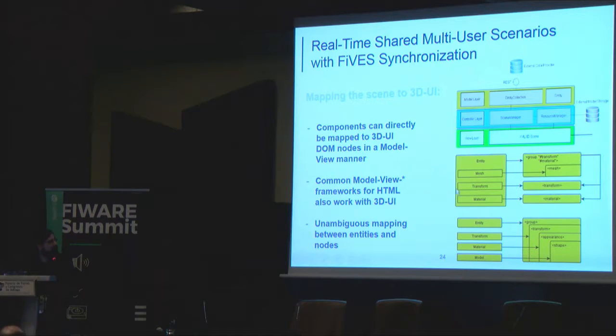We have an entity with a mesh, transform, and material component. So this means this entity has some transform in the 3D world. It carries information of how the 3D representation of the entity should look like, and also some material. And these would be the respective nodes that we create in the XML3D generic enabler.